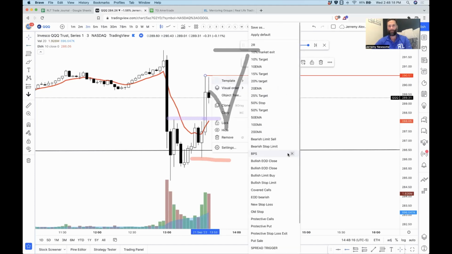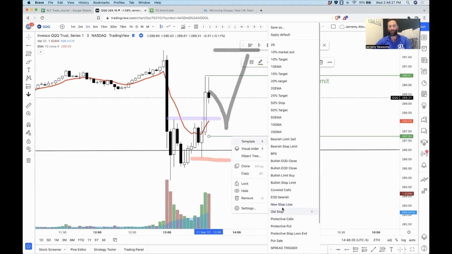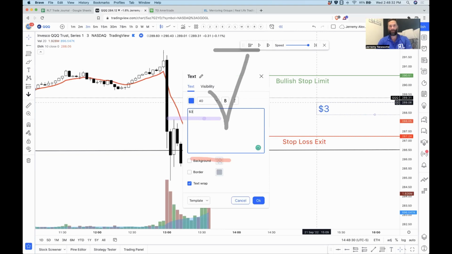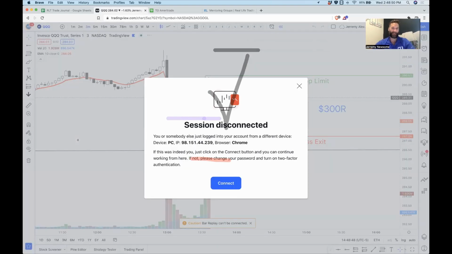All right. Bullish entry. We're going to get in at 290.51. We're going to have a stop loss at 287.24, and we're doing a $300 stop loss, $300 risk. Go. How many shares? $300 R. Much faster, much better. Beautiful. All right. Good, good, good. That's the kind of speed that I'm looking for, boys and girls. That is the speed.